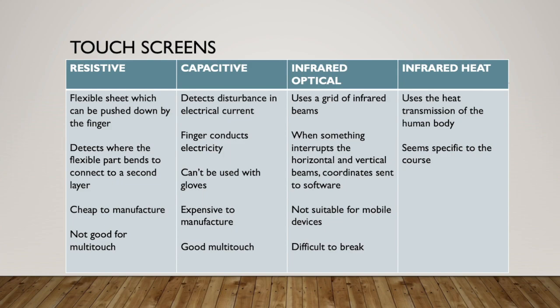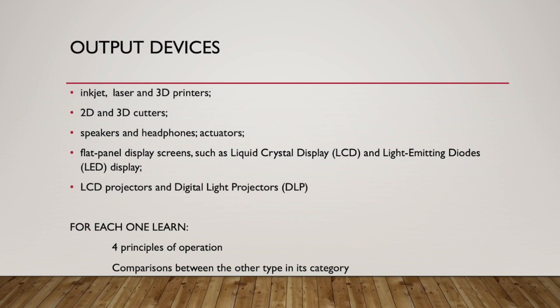Okay, output devices. We've got inkjet, laser and 3D printers, 2D and 3D cutters, speakers, headphones and actuators, and flat panel display screens, so we've got LCD, LED, and digital light processors, projectors. So for each one of these, again, learn the principles of operation and compare between them with other types. If they've got more than one in a category, like I just said for touchscreens, compare and contrast them. So you can't compare and contrast a speaker, but you could with the different display types and with inkjet, laser, and 3D. Also, make sure that you know a use of each one. So in this scenario, LCD is better. In this scenario, LED is better.